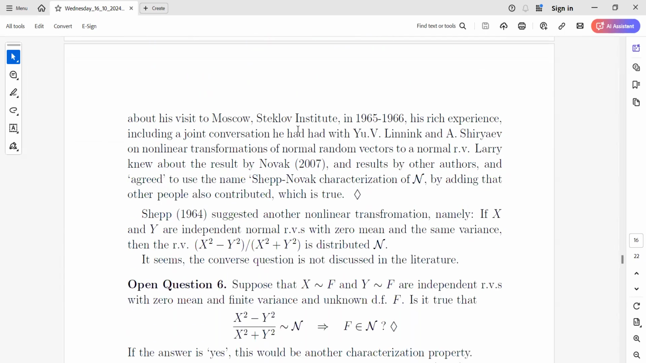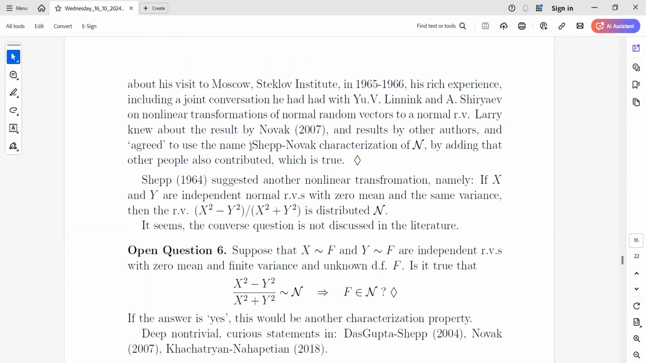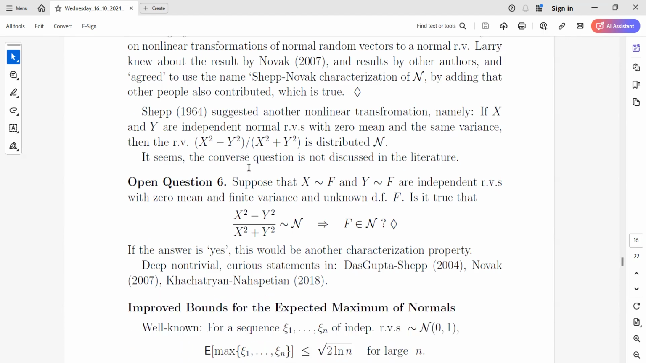And so we had an excellent conversation. He knew about all these papers. He had visited the Steklov Institute at approximately those years, and had some conversations with Linnik and Shiryaev. He knew about Novak, and he liked my suggestion, maybe after the comment coming from Lev Klebanov, that we call this Shepp, Novak, Zinger, Veselovsky, and somebody else.